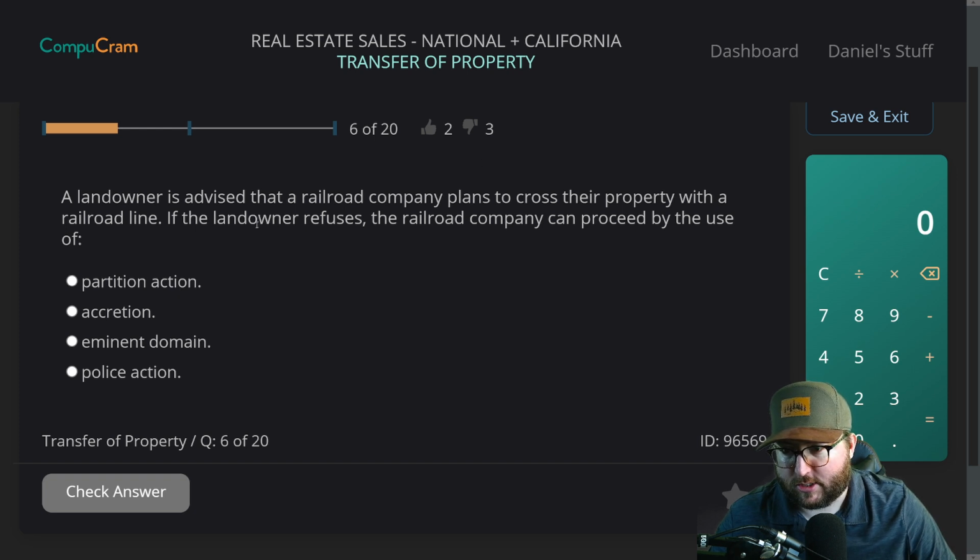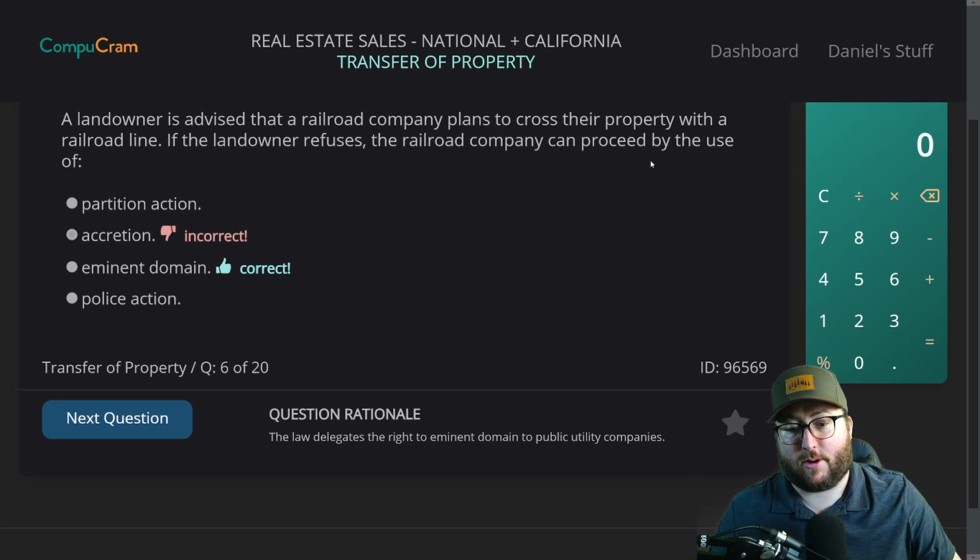Partition action, we just went over that one. I don't think it's that one. So I think it's accretion or police action. The railroad company can proceed by the use of... I'm gonna go with accretion because police action, if it's there, the police aren't gonna do anything.